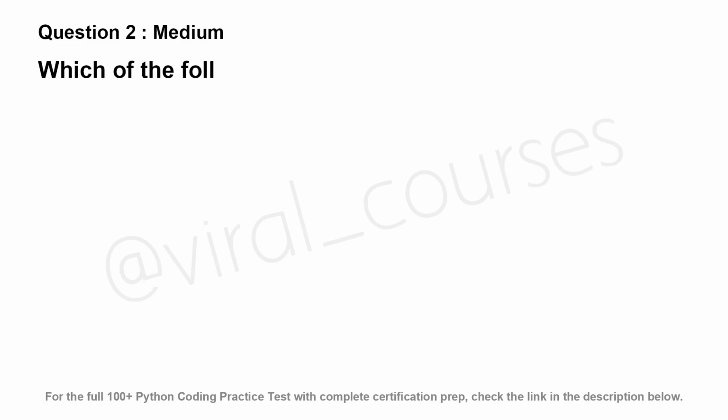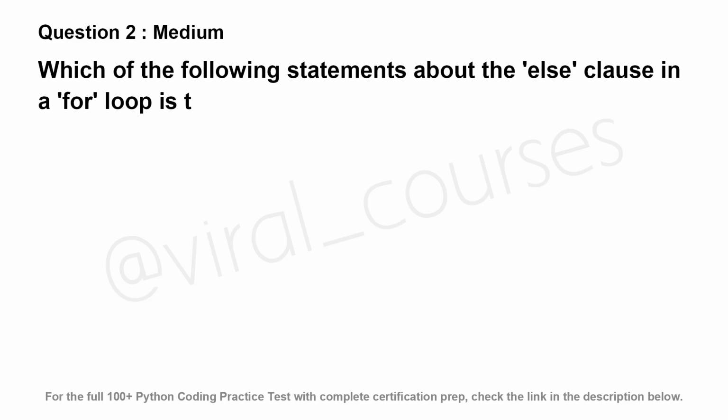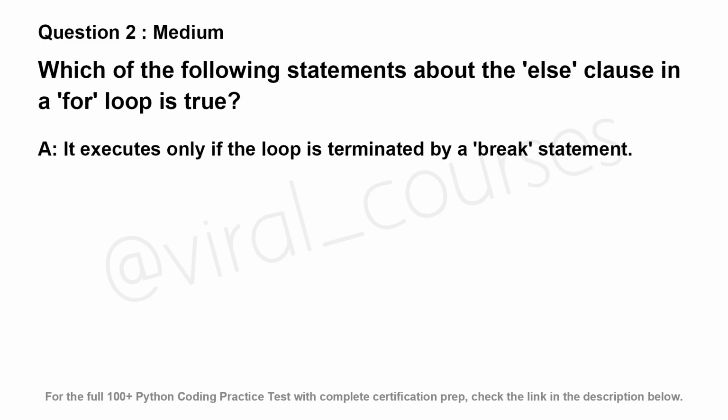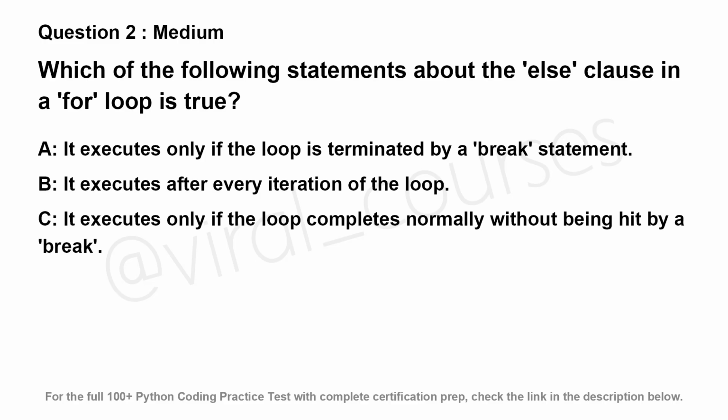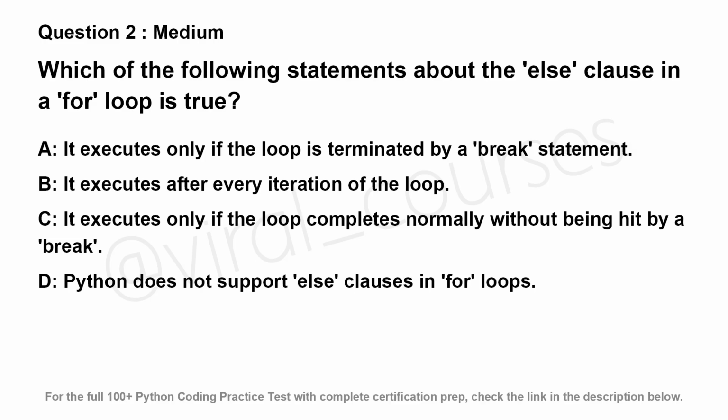Which of the following statements about the else clause in a for loop is true? Option A: It executes only if the loop is terminated by a break statement. Option B: It executes after every iteration of the loop. Option C: It executes only if the loop completes normally without being hit by a break. Option D: Python does not support else clauses in for loops.